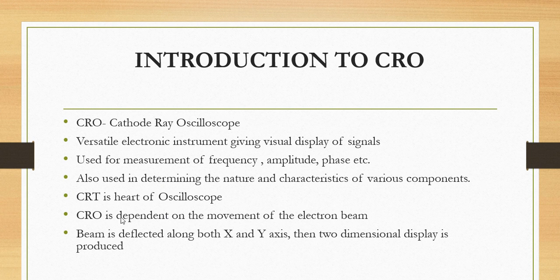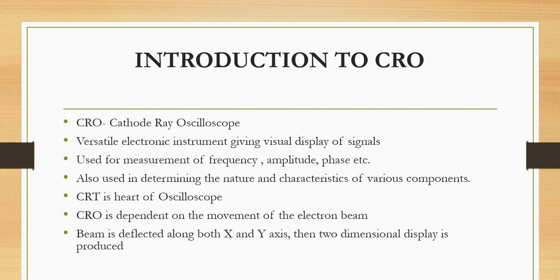CRO is dependent on the movement of an electron beam, which is nothing but a narrow electron beam aimed at the fluorescent target we have seen. This electron beam is bombarded at the fluorescent target in order to produce a visible spot. How it is possible, we will see afterwards.